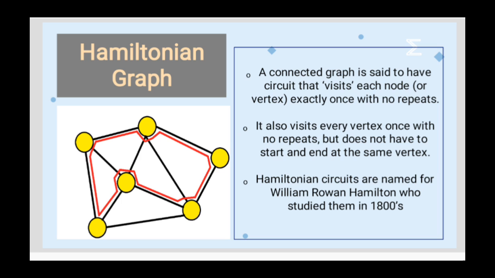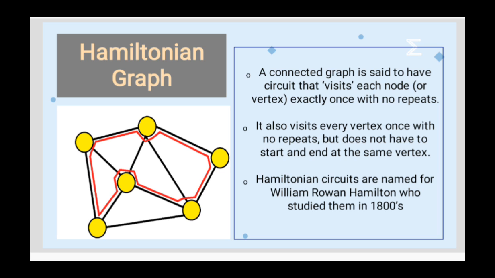So, a Hamiltonian cycle, path, and graph travels exactly once over each vertex in a graph. In summary, a Hamiltonian graph is composed of multiple vertices that can possibly be visited once in a path.